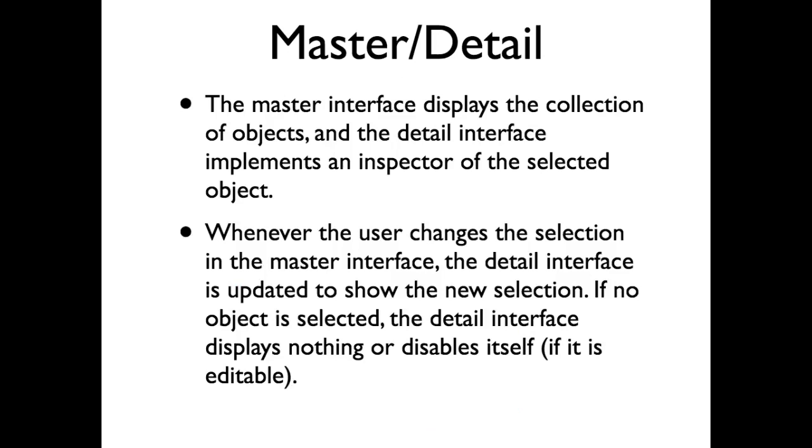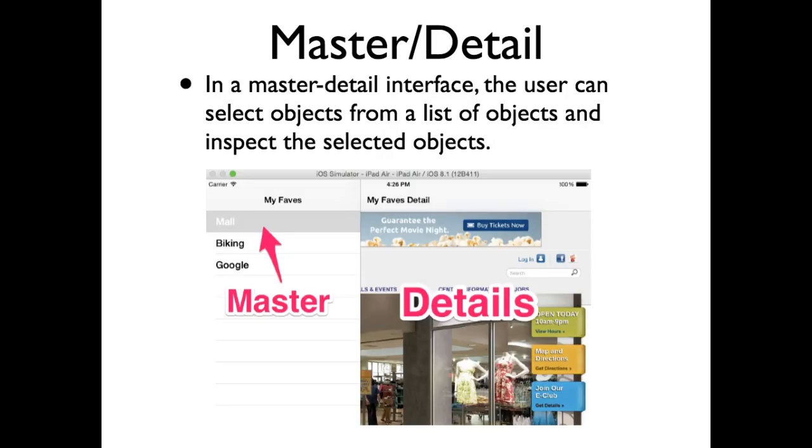The master interface displays a collection of objects, and the detail interface implements the inspector of those objects. So when the user selects something in the master menu, the detail is updated for whatever row they tapped on. Like tonight, when you tap on a row, it's going to have 3 arrays: an array of the image on that row, an array of the website on that row, and a third array of the name on that row, which is going to be mall, biking, and Google.